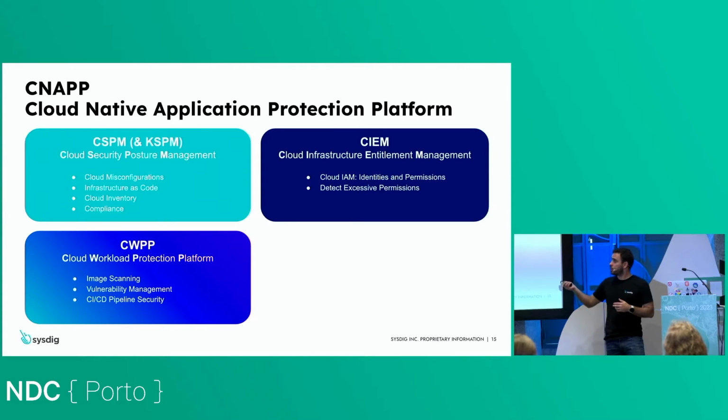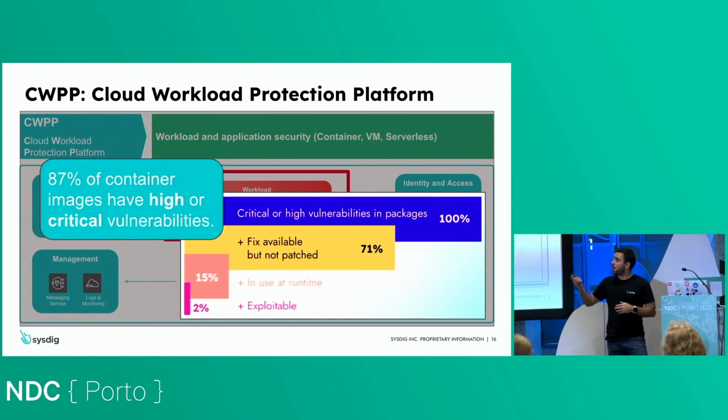Going to the next one, CWPP, the Cloud Workload Protection Platform. Here we are talking about image scanning, vulnerability management, and CI/CD pipelines being secure. 87% of container images actually have a high or a critical vulnerability. That's not a big problem in itself, because many of those vulnerabilities are not exploitable. So what's really important, and that's more within the security team, is that you filter this down to what actually matters, so you can focus, either within the security team or the ops team, or just by talking to the developers.